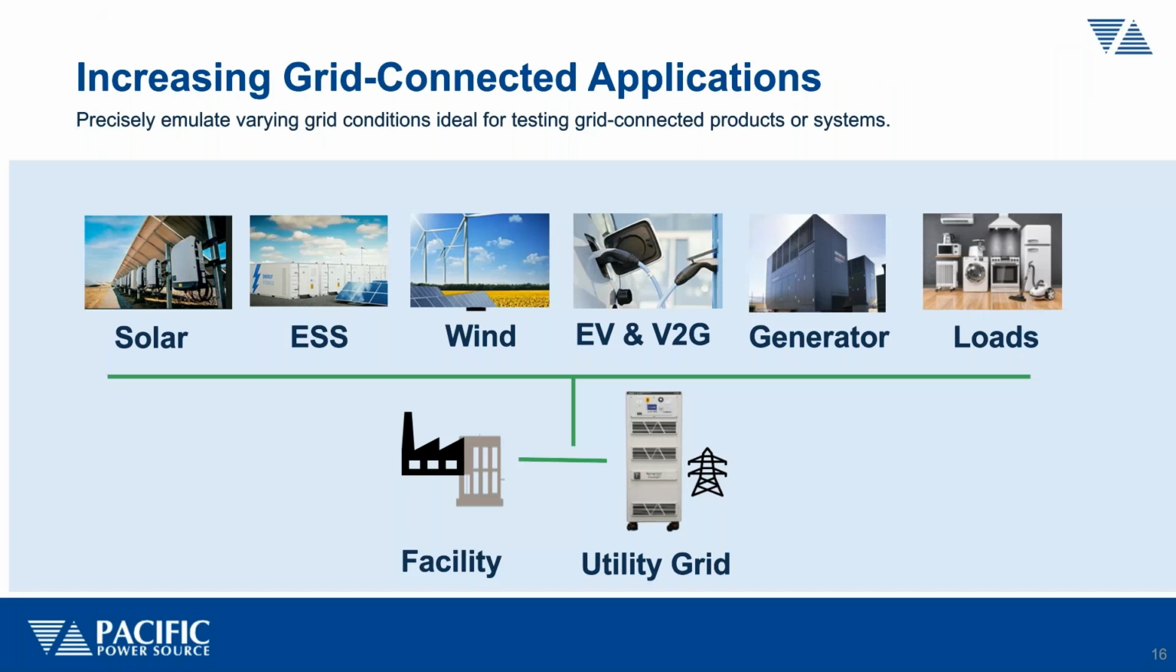We also see an increase in grid-connected applications. So this leads to a lot of different industries, and in this particular ecosystem, looking very closely into recreating these types of anomalies. So with solar inverters, energy storage systems, battery energy storage systems, wind, EV and V2G, something that we see a lot of, generators and loads like home goods loads. These are products in your home that also go through this type of events and testing as well.